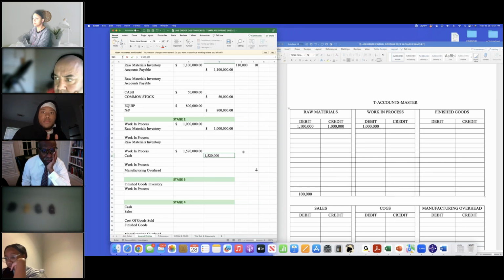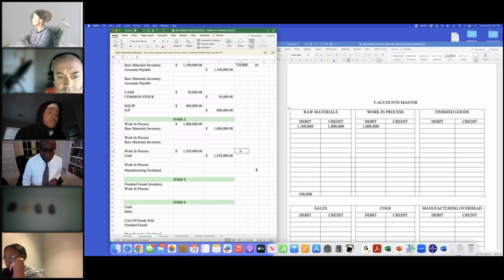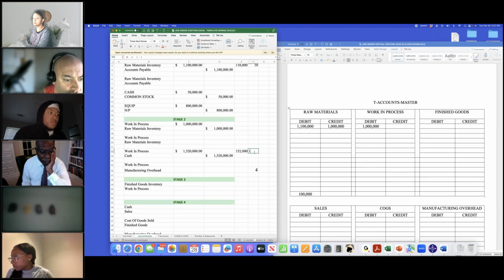How many hours did they work? What were the actual hours? The actual hours are 152,000 hours. And our labor rate was what? $10 an hour. Oh, we got that. And what happened next?